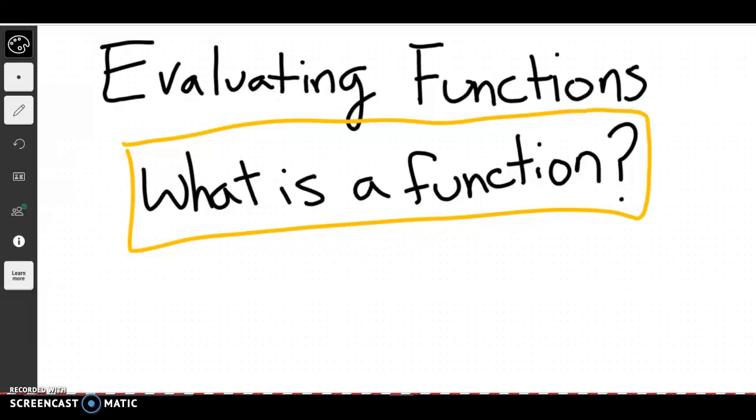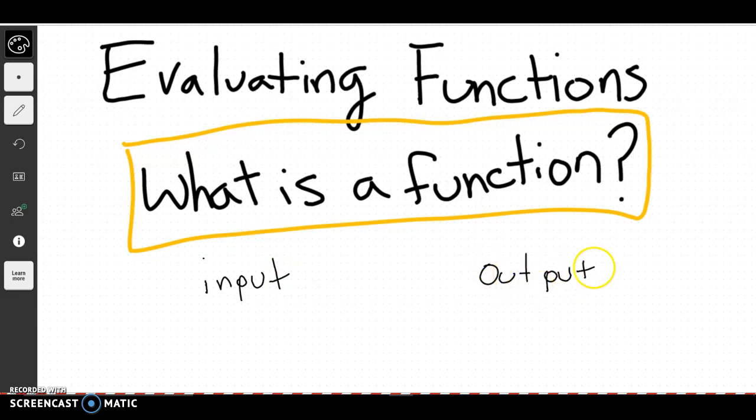Today we're going to talk about evaluating functions. And the first thing I like to think about is, what is a function? Because if we don't know what a function is, it's kind of hard to do everything else with them. So a function is something that takes inputs and tells you how to get to the outputs.